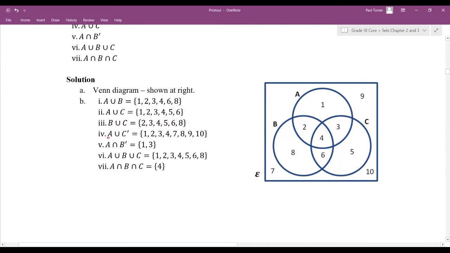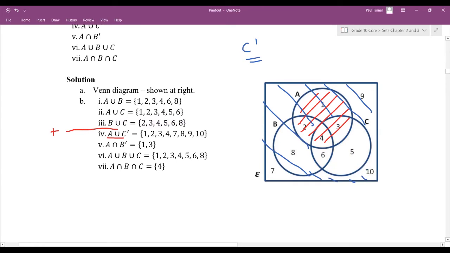So this is A union with not C. So we color in A first. This is A, plus. So think of union as plus, including everything that is not C. So I'll use another pen for not C. So not C in blue. So not C is everything not in C here, like that. So everything I colored in is actually part of your answer, because this union is like an addition.